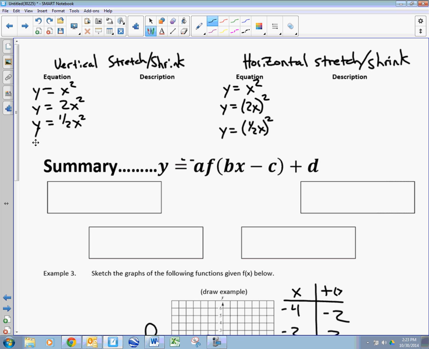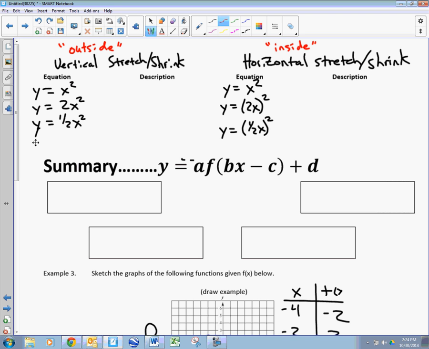The 2 and the 1/2, are they on the outside or inside? Outside. If it's on the outside, it affects the graph in a vertical manner. The 2 and the 1/2, outside or inside? If it's on the inside, it affects it in a horizontal manner. Does that make sense? That's the number one thing you need to learn from this unit. It's on the inside, horizontal. It's on the outside, vertical.